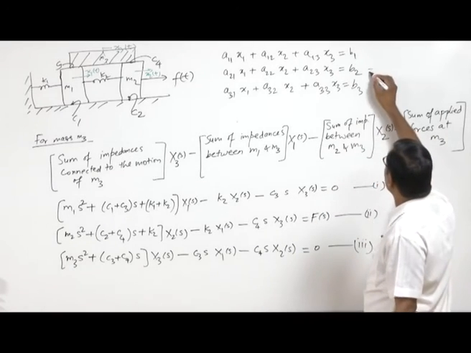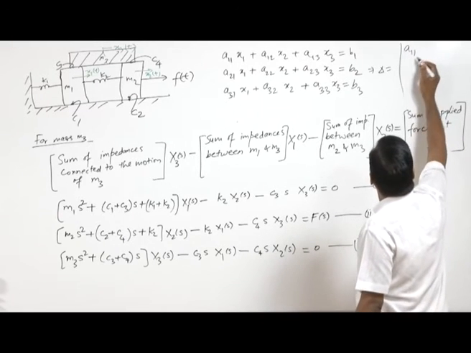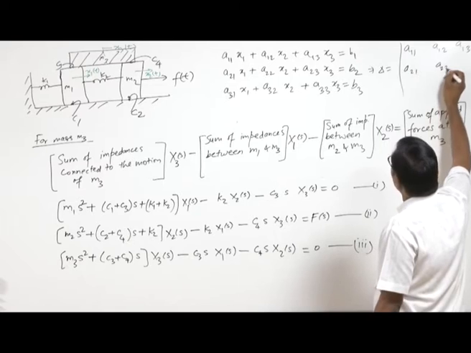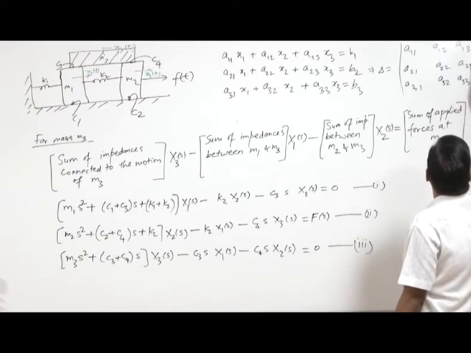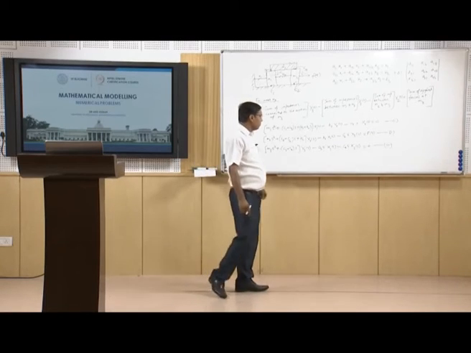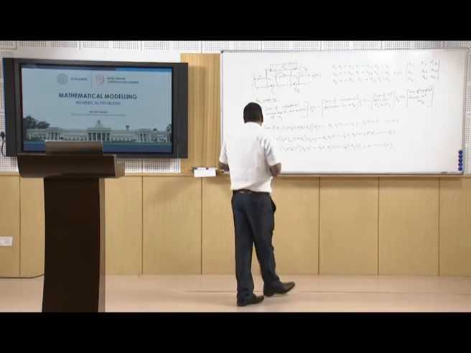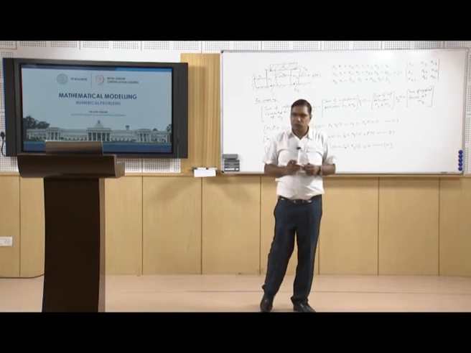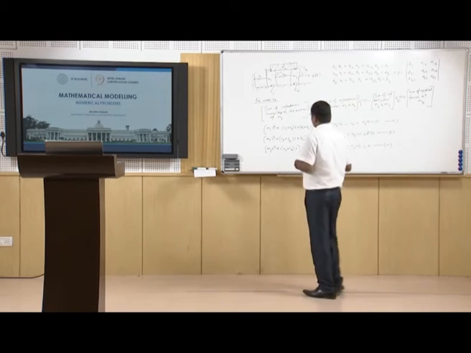Now, we can form a matrix delta of A11, A12, A13, A21, A22, A23, A31, A32, A33. This is delta. So, we can use Cramer's rule to find the transfer function, whether we are interested in x3s upon Fs, or x2s upon Fs, or x1s upon Fs. So, we can find this transfer function.